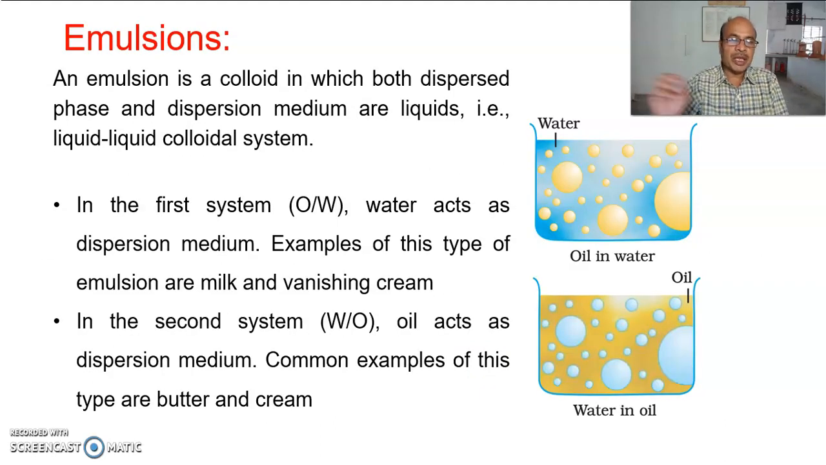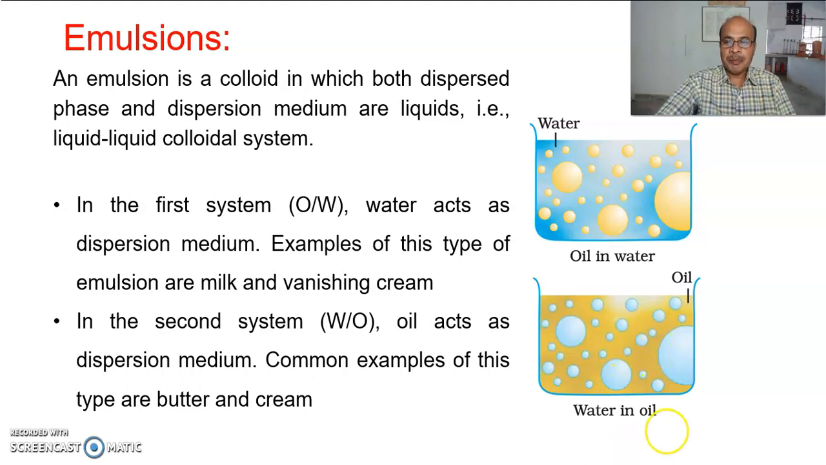Now coming to the last topic of this chapter, that is emulsions. Now an emulsion is a colloid in which both the dispersed phase and the dispersion medium are liquids. So it's a liquid-liquid colloidal system. Now we have two types of emulsions, that is oil in water type, then water in oil type.